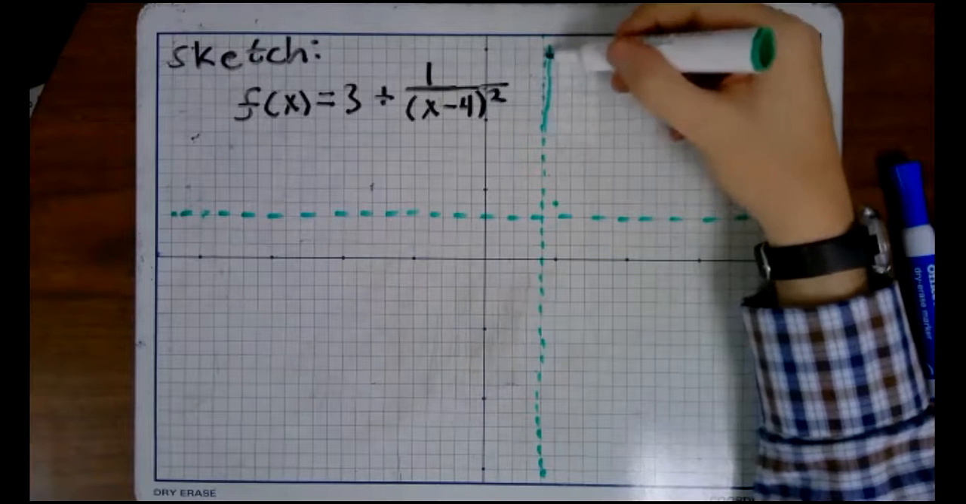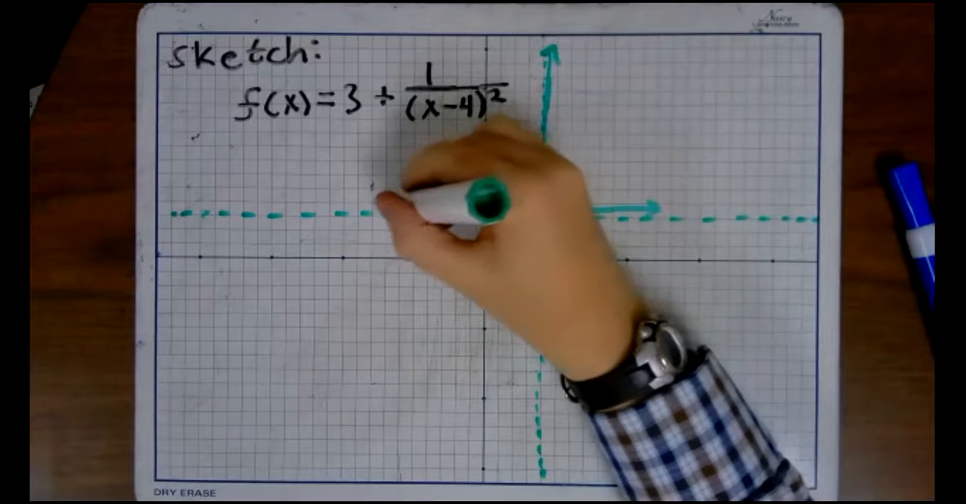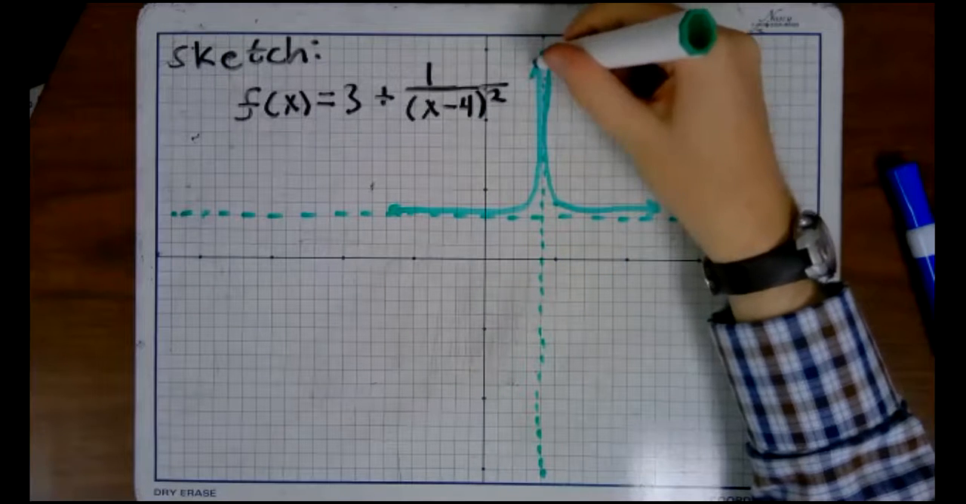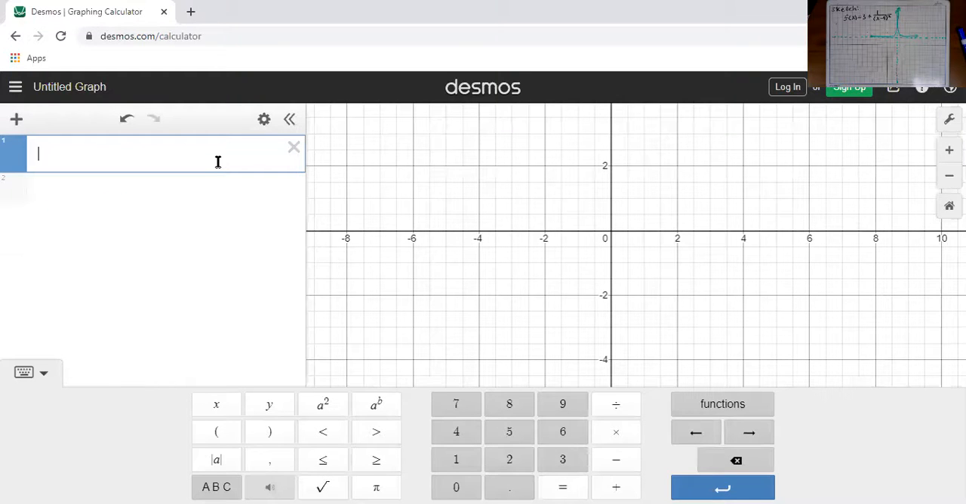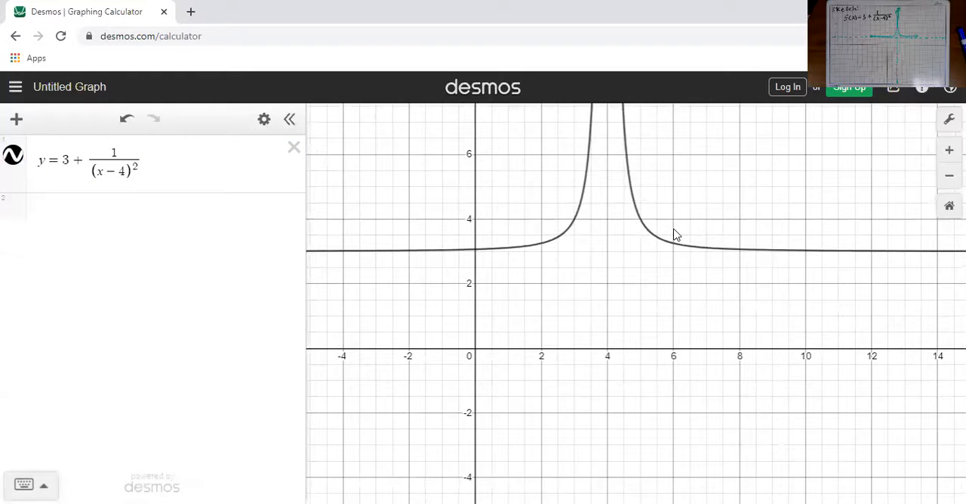So our graph should look something about like this. There we go. And if we check our work with Desmos, looks good to me. Okay.